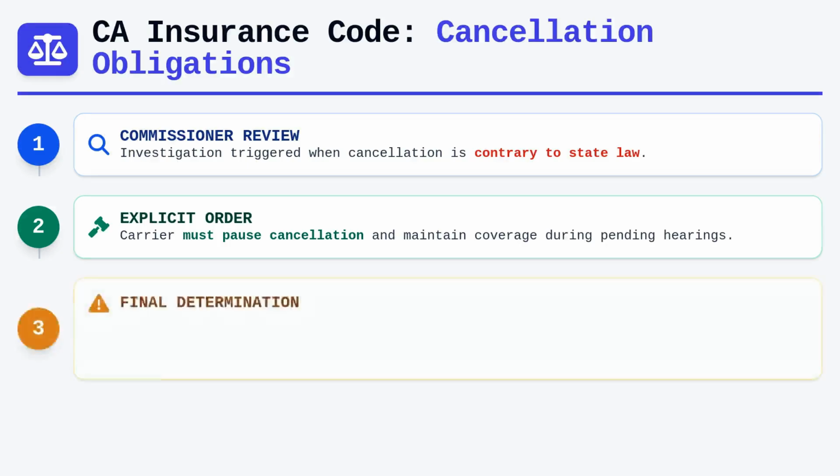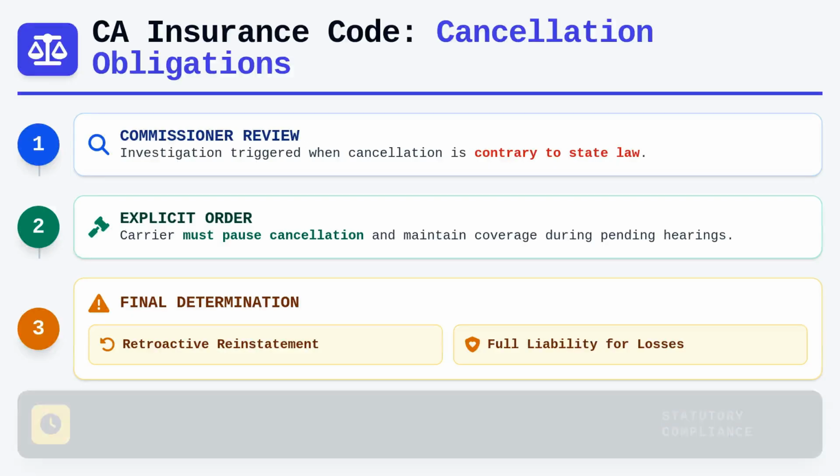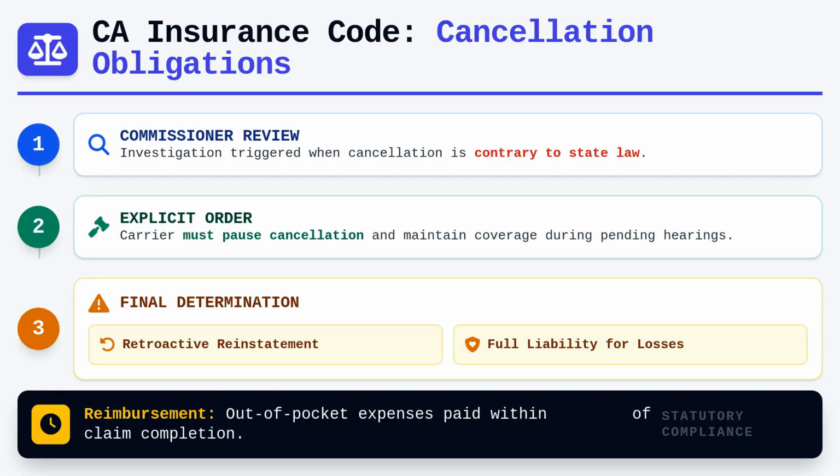If the final hearing ultimately concludes that the carrier's cancellation was indeed unlawful, the insurer will be forced to reinstate the policy retroactively to the original date of the attempted cancellation. Under these circumstances, the carrier becomes fully liable for any covered property or liability losses that occur during the dispute window, and they must reimburse the insured for any covered out-of-pocket expenses within 30 days of receiving the completed claim.